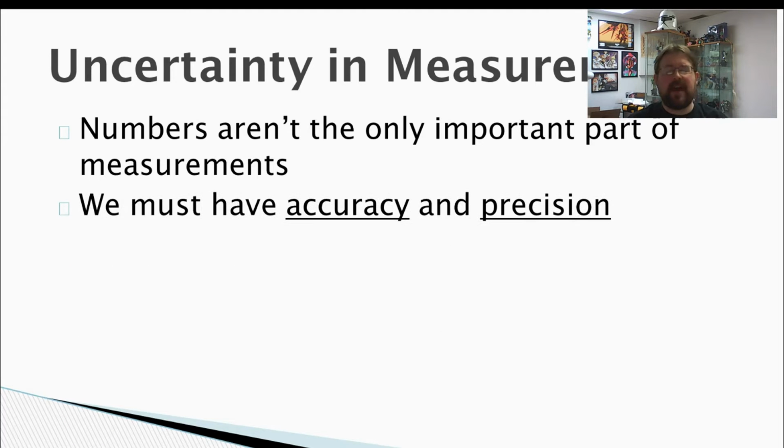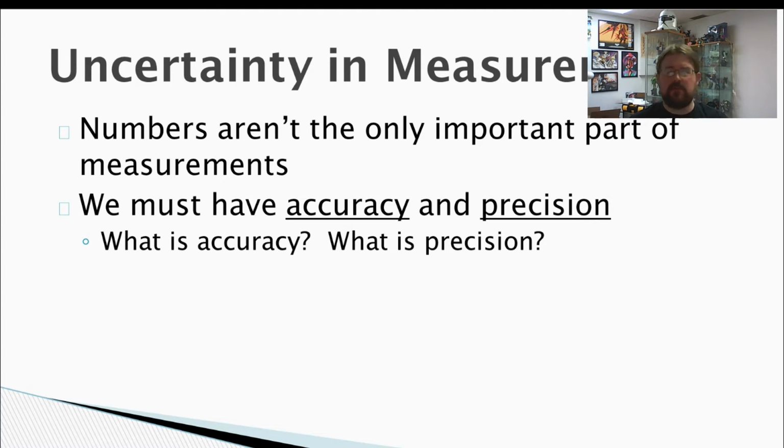We have to have accuracy and precision. So what do I mean with that? Well, accuracy and precision, number one, are not the same thing. They get used as synonyms a lot, but they are different. They are important, and you should have both of them, but they are different. We're going to talk about what is accuracy and what is precision. But for a second, let's talk about uncertainty in measurements, okay?